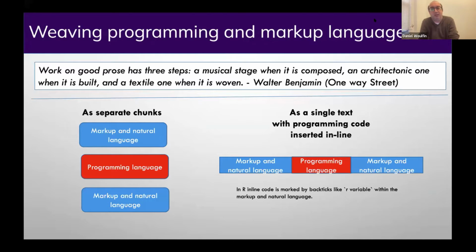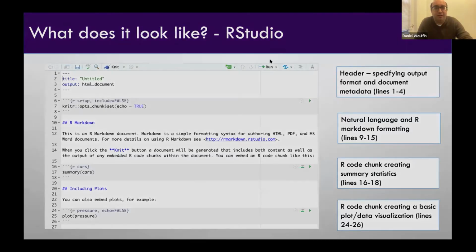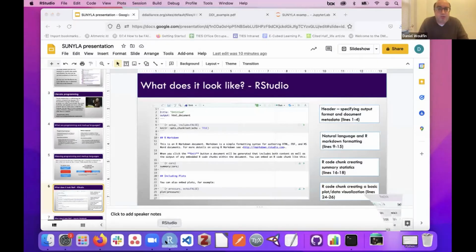The other way is to do a single text and to use inline code within the markup and natural language. Here, within R, which is the programming language I'll be using most of the time, it's shown with backticks. So you would write something like "my name is" backtick, name, backtick, and it would give you whatever that variable is. And instead of going on and on about it, I'm just going to show you.